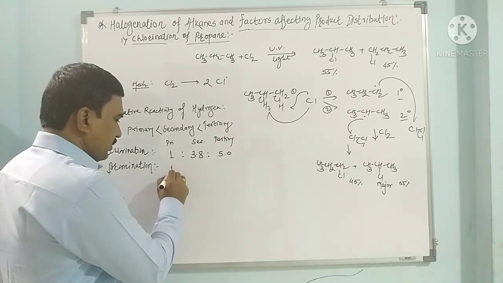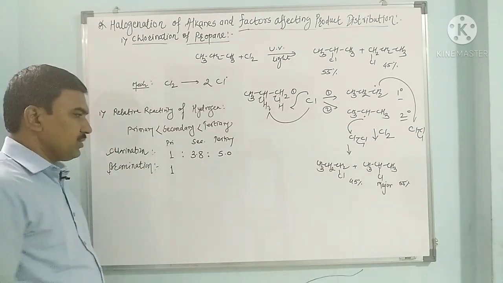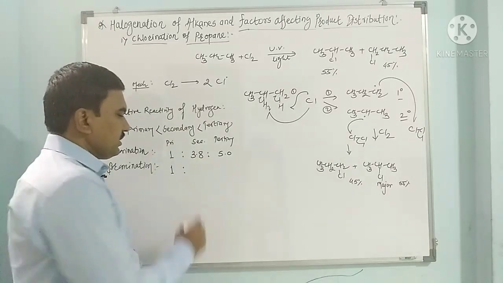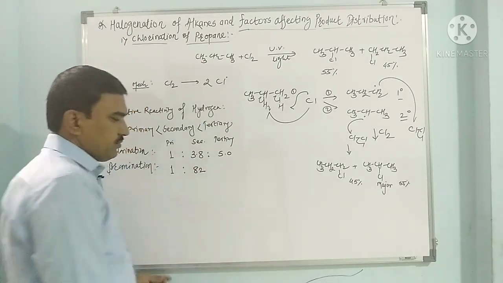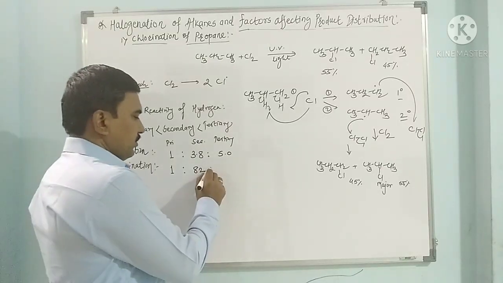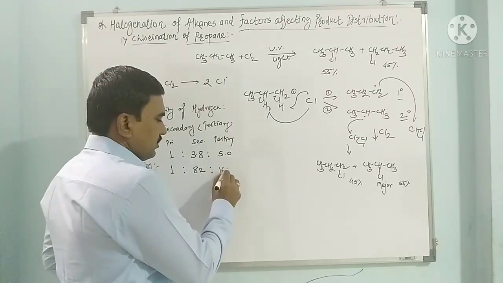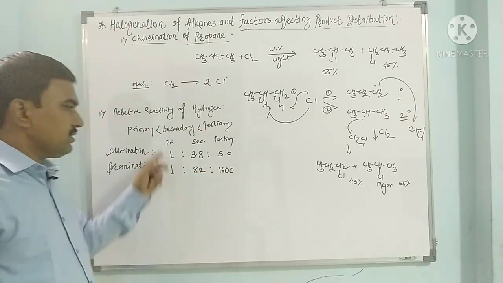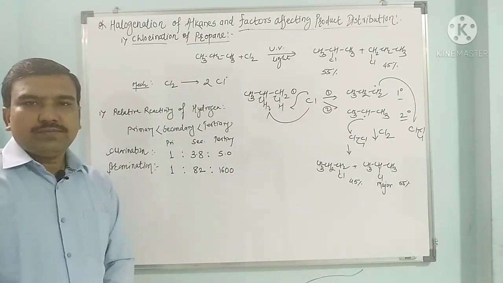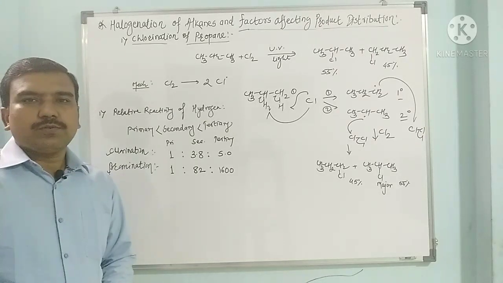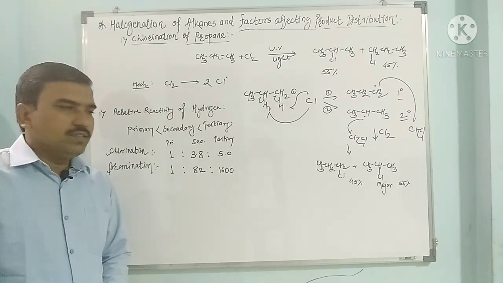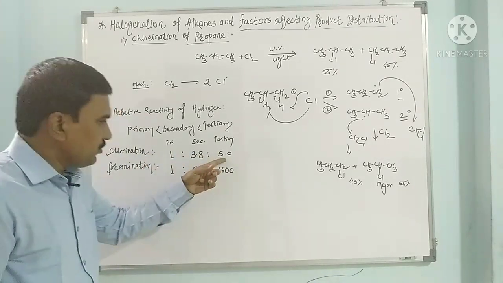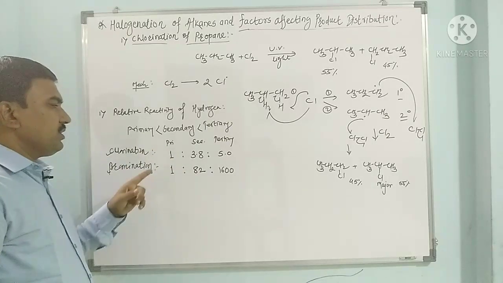If you see here, one is the primary proton in bromination, then the relative reactivity of secondary is around 82. It is very high, and for the tertiary it is huge, that is 1600. So from this example, the relative reactivity of a particular proton in an alkane towards halogenation, you can easily conclude that the tertiary proton is 5, secondary is 3.8, primary is 1.